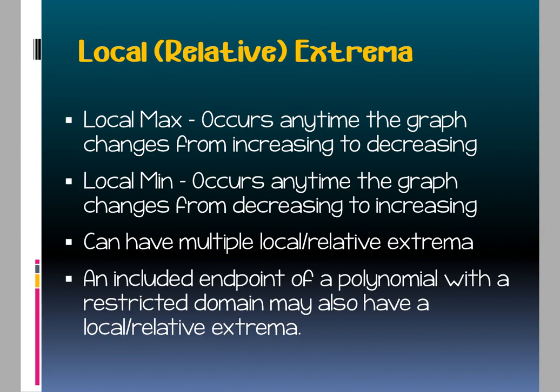All right. The next thing you're going to learn to read from your graph is called local extrema. This is the same thing as a relative max or min. So in the textbook it says relative max or min. We are now going to call it local extrema. A local max occurs anytime the graph changes from increasing to decreasing. A local min occurs anytime the graph changes from decreasing to increasing. You can have multiple local or relative extrema.